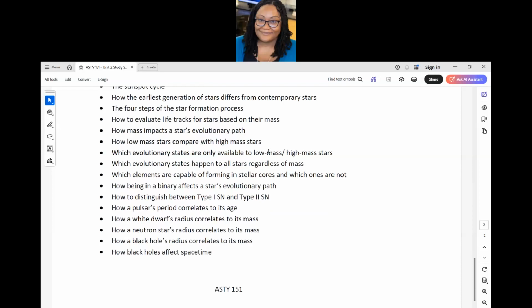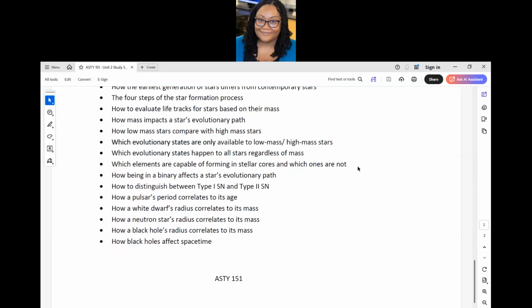Which evolutionary states are only available to low or high mass stars? And which evolutionary states happen to all stars regardless of mass? Again, I encourage you to go over the flowchart because certain things like white dwarfs, planetary nebula, type 1 supernovae just cannot happen to high mass stars. So it's good to know or to remember which one is on which side, left or right.